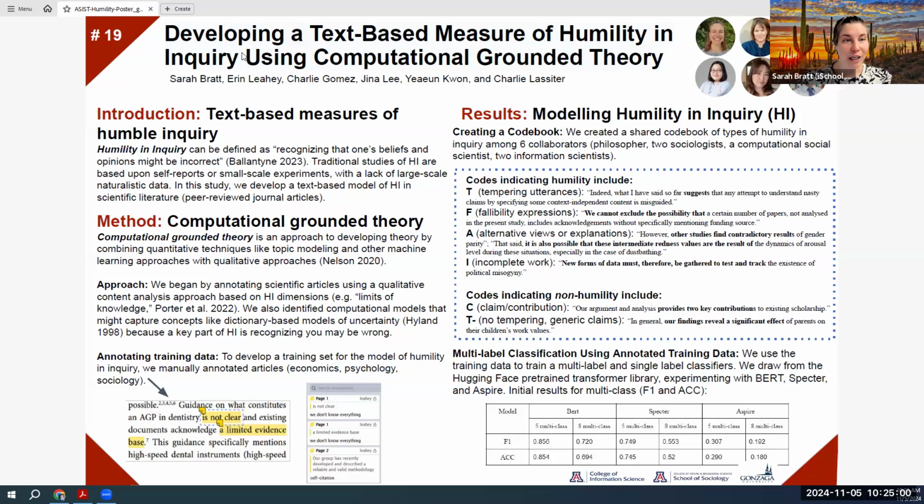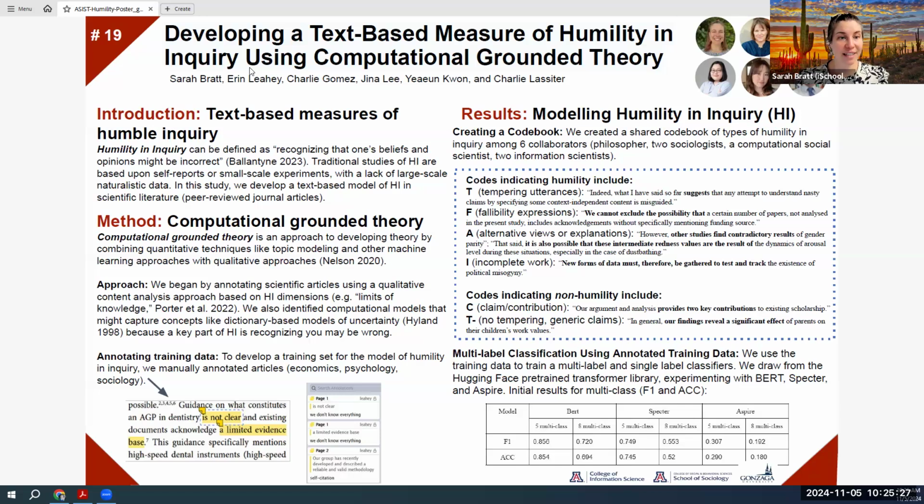It's still very early and emerging, but very relevant to things like misinformation, disinformation, given that if you approach inquiry in an open-minded and humble way, then we can say that there might be a reduction in incivility, there might be a reduction in misinformation, etc. So this study in particular is focused on developing a text-based measure of humility and inquiry.